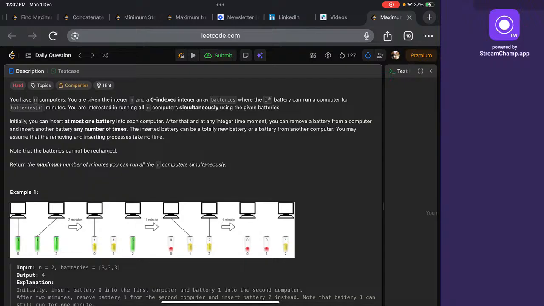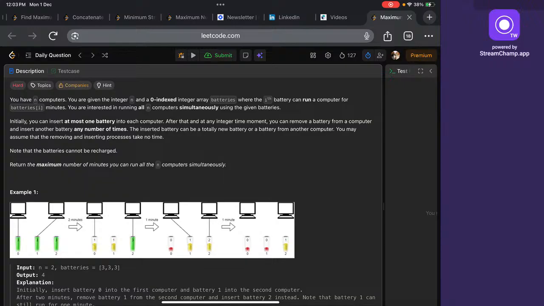Initially you can insert at most one battery into each computer. After that, at any integer time moment, you can remove a battery from a computer and insert another battery any number of times. The inserted battery can be a totally new battery or a battery from another computer. You may assume that removing and inserting takes no time.